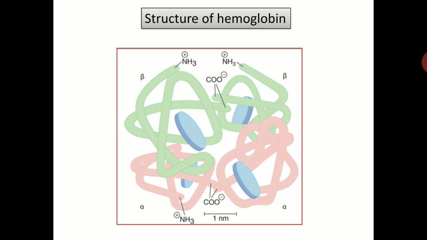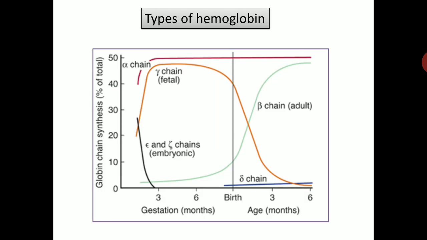So, hemoglobin is a globular protein consisting of four subunits, and each subunit has one heme component and one polypeptide chain. Okay, so there are four heme and four polypeptide chains. In this case, you are seeing the red ones are two alpha chains and the green ones are two beta chains, and the blue colored globular structure is heme.